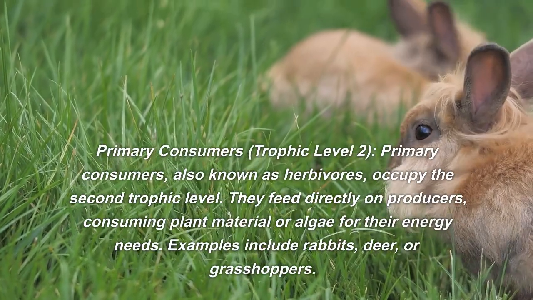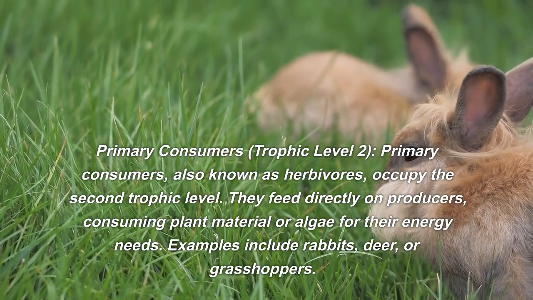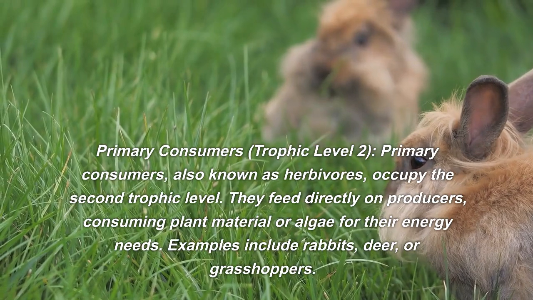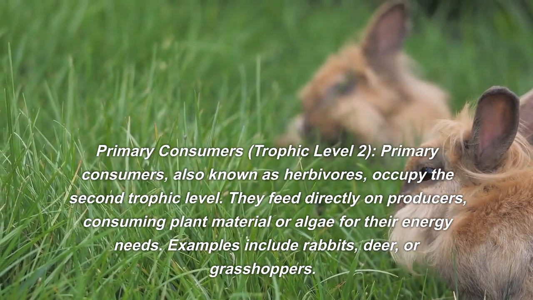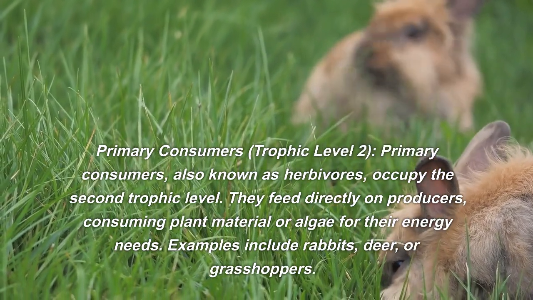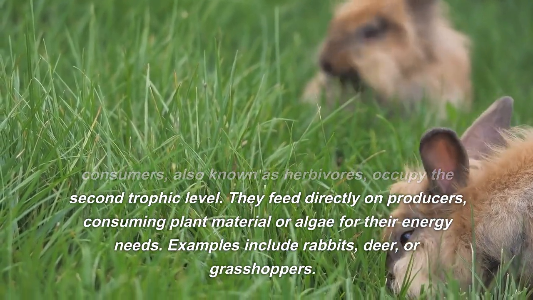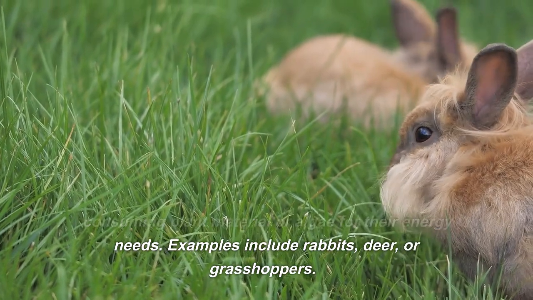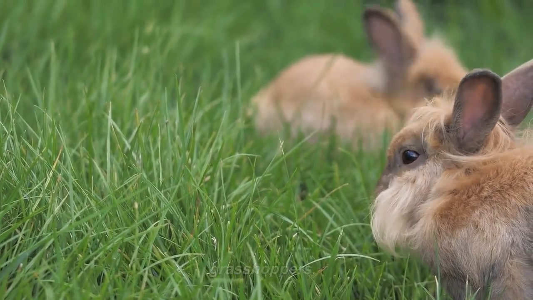Primary consumers, trophic level 2. Primary consumers, also known as herbivores, occupy the second trophic level. They feed directly on producers, consuming plant material or algae for their energy needs. Examples include rabbits, deer, or grasshoppers.